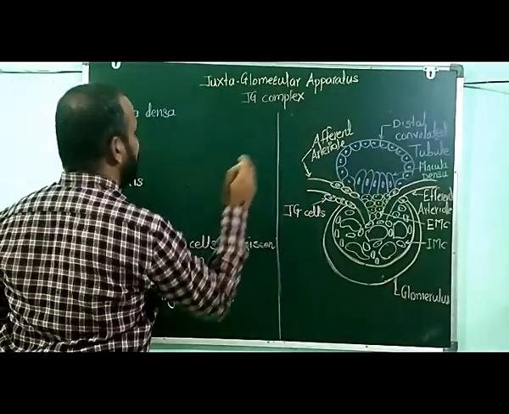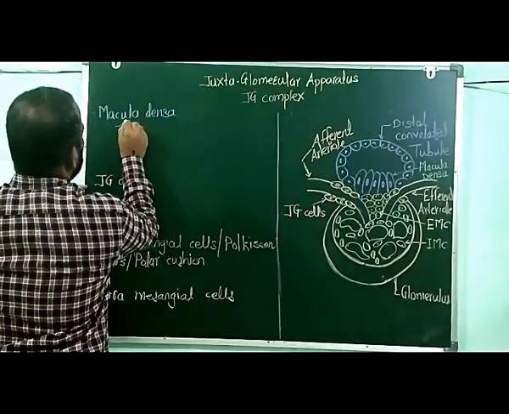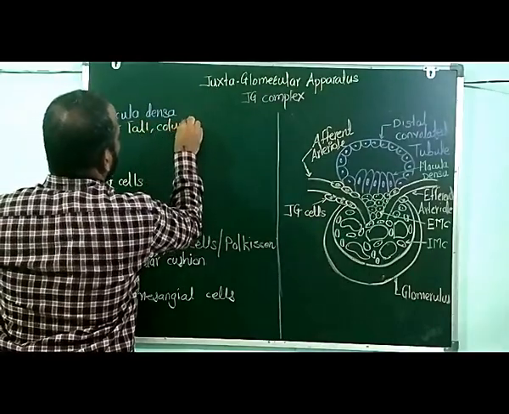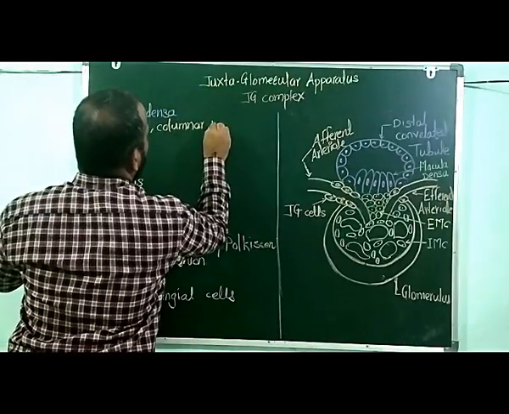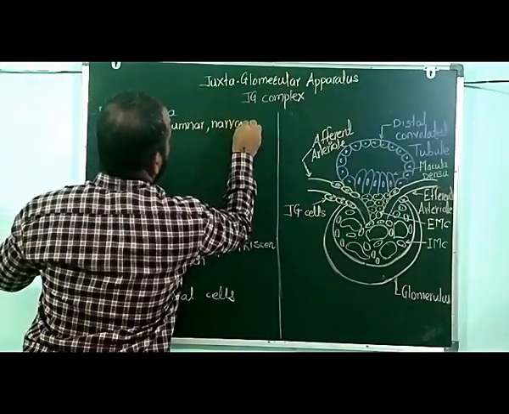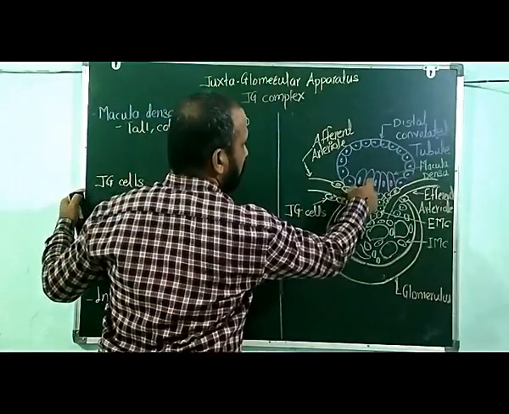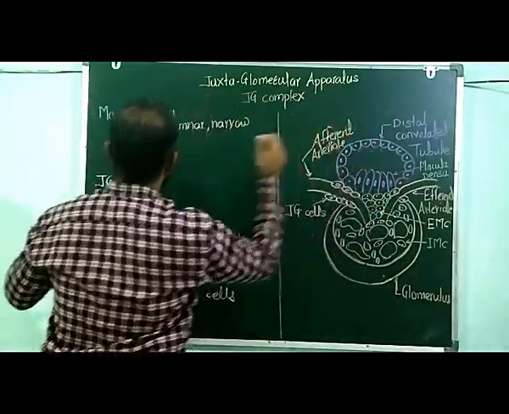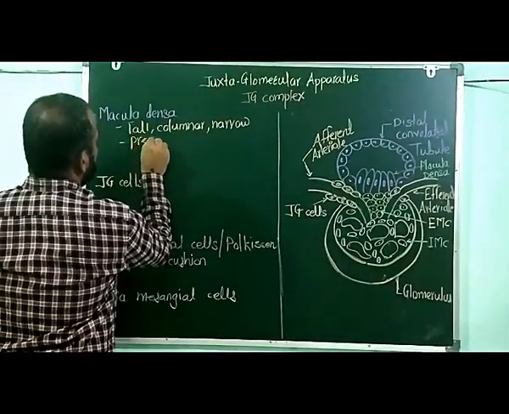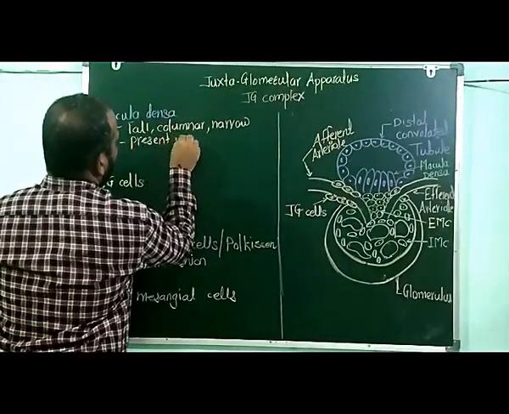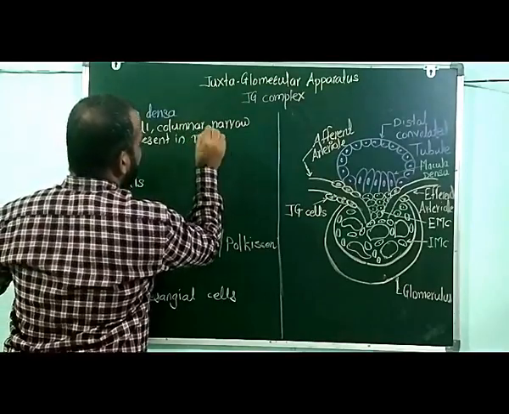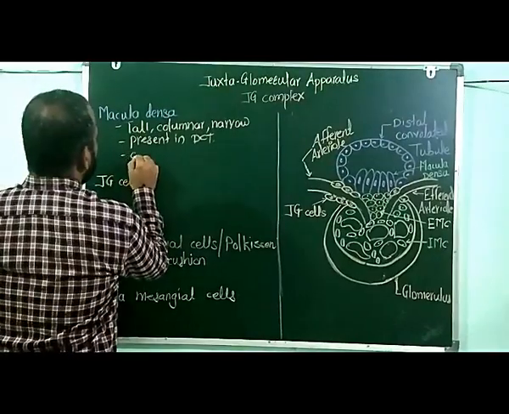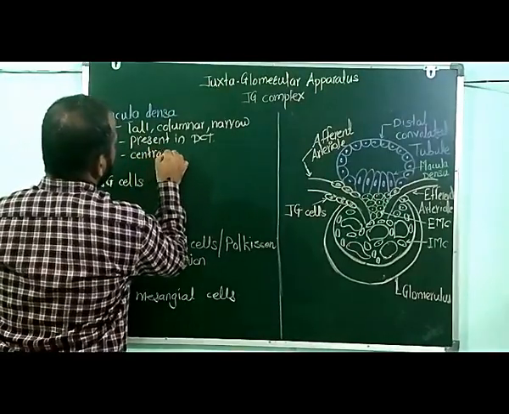If you look at the Macula densa cells, these Macula densa cells are tall, columnar, and narrow cells. These are tall, narrow, and columnar cells. These are present in the distal convoluted tubule, present in DCT. These Macula densa cells consist of a centrally placed nucleus.